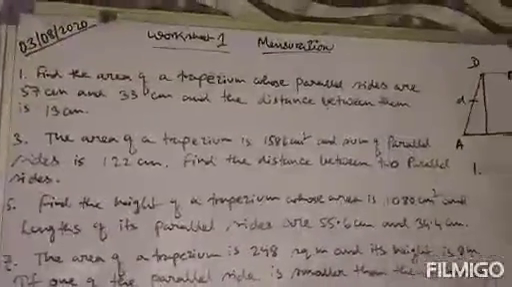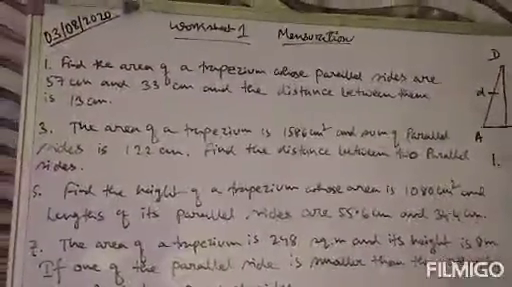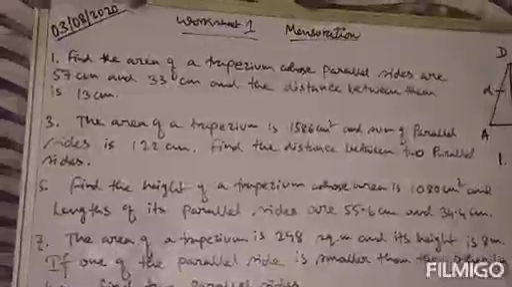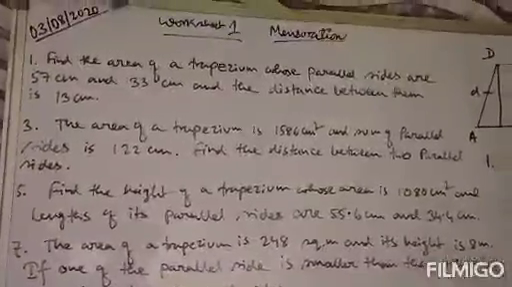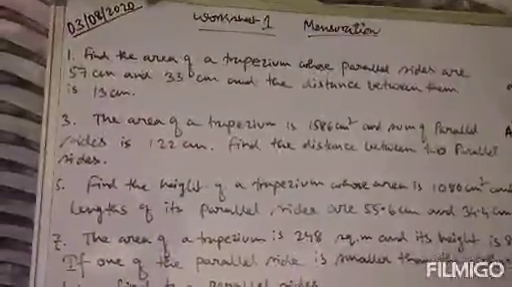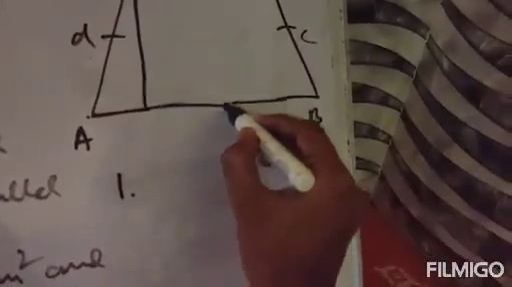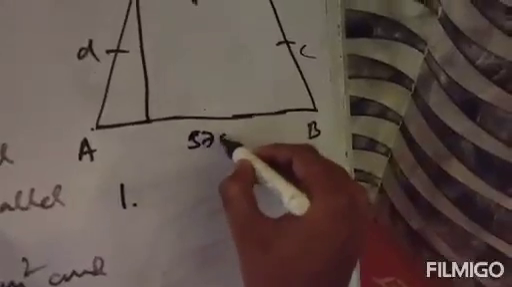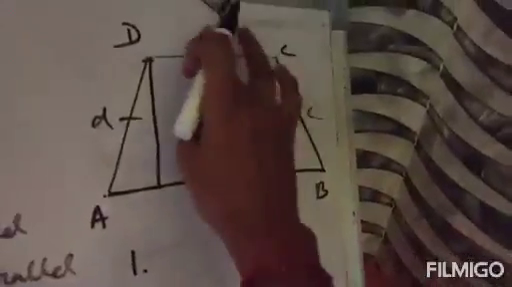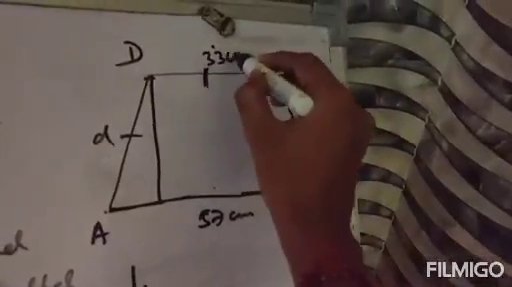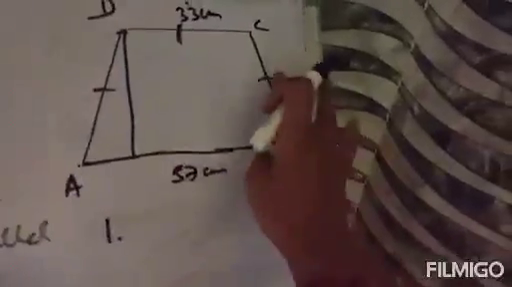Find the area of the trapezium whose parallel sides are 57 cm and 33 cm and the distance between them is 13 cm. So the parallel sides are given as 57 cm and 33 cm. That means suppose this is the trapezium. Already we have drawn a trapezium. So this is 57 cm and this is 33 cm. So draw this diagram.